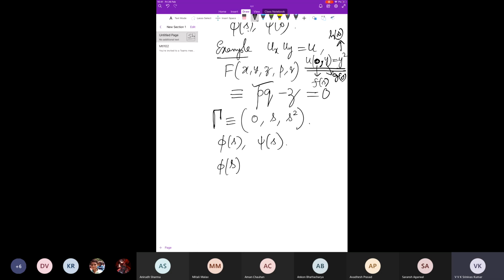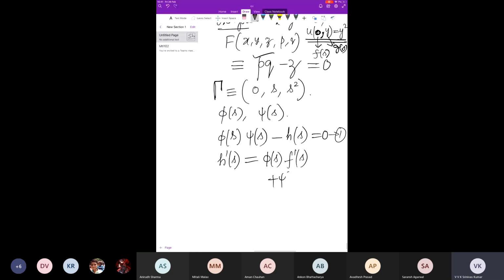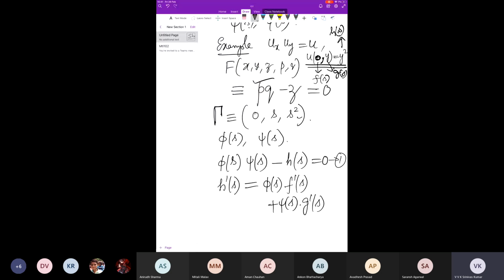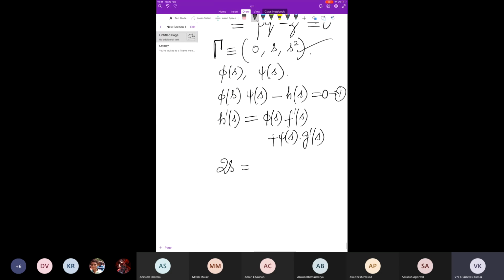Minus hs is equal. And the second equation is h prime is phi s. What was the equation? Yes, this equation: f prime plus psi s times g prime. So h is given to be s square. So 2s is equal to phi s times f prime, which is 0, plus psi s times g prime, which is 1.